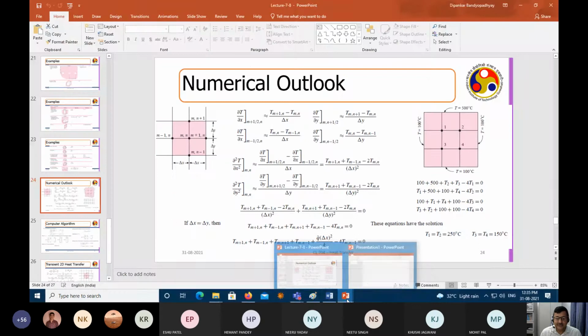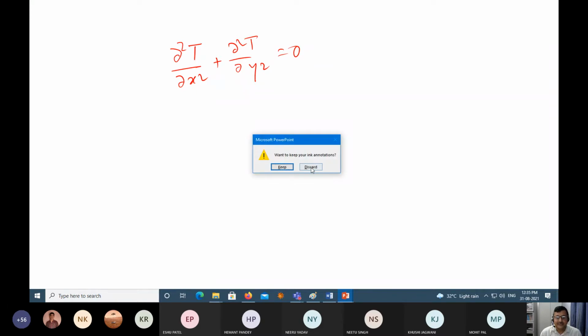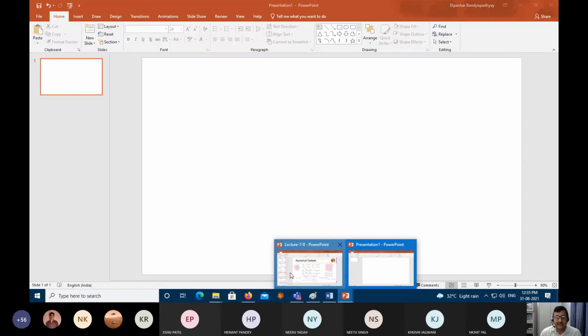So what is my next challenge? My next challenge is to go for, suppose I have an elliptic equation, del square T by del x square plus del square T by del y square equal to 0. This equation I have to solve. So how do I go about it? You see that it is very simple and straightforward.